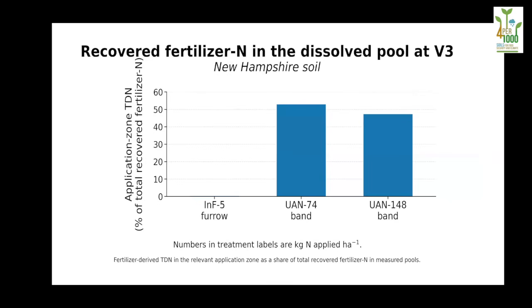And so she used an in-furrow treatment of only 5 kilograms of N per hectare and then 2 UAN bands of 74 and 148. This has been done in collaboration with Ag Spectrum Company. And we have found that, not surprisingly, the in-furrow treatment of only 5 kilograms of N per hectare produced very little total dissolved N, with much higher total dissolved N with the UAN 74 and 148. Again, this is, I think, an indication of the concern that arises with these at-planting fertilizer applications. Even a lower rate like 74, they're creating this huge pool of dissolved inorganic N.